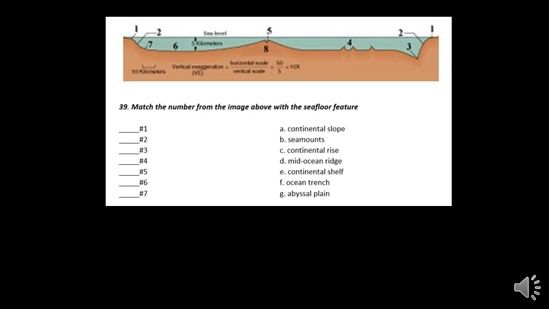Match the number from the image above with the seafloor feature. We'll start here on the edge. This would be like North America, Virginia Beach if you want to, Africa or Europe over here, Atlantic Ocean. Out here at number one, this is the continental shelf.